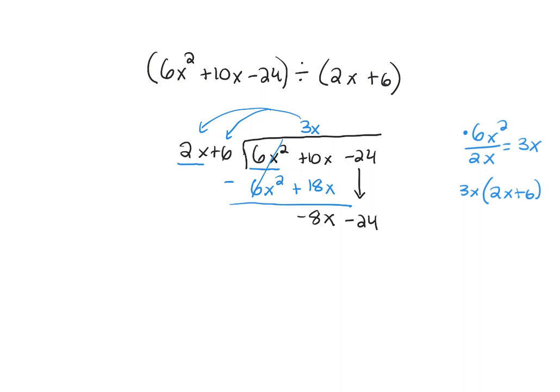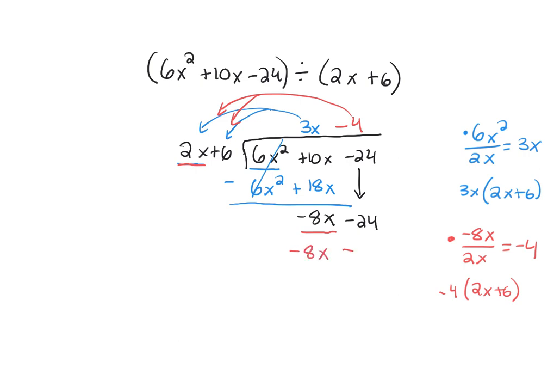All right, now we're going to do this dividing step again, except we're going to use this term with that 2x. So negative 8x, we will divide by 2x, which equals negative 4. So minus 4 goes up top. And now I have to multiply that negative 4 by both of those. So negative 4 has to be multiplied by that 2x plus 6. So that would be negative 8x minus 24. And we subtract.